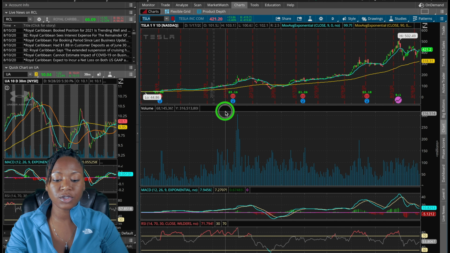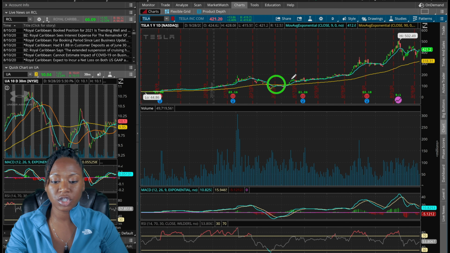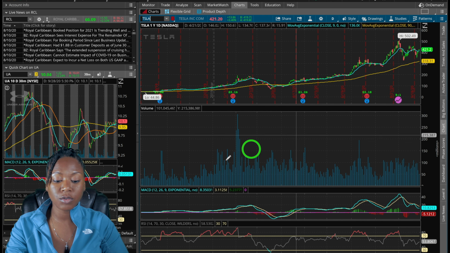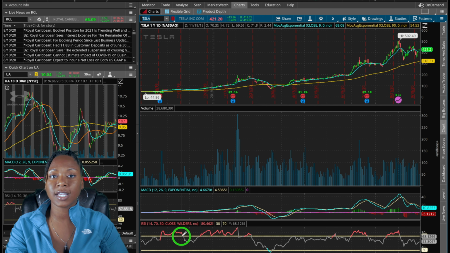And so as you see right here, this is just your regular chart. I don't know why this is so big, but we have our volume, and this is the MACD and the RSI. So these are my favorite 4 indicators that I use to trade stocks. I know there's a lot of other ones, but these are just the ones that I mainly use.